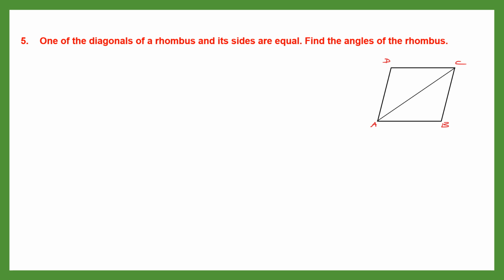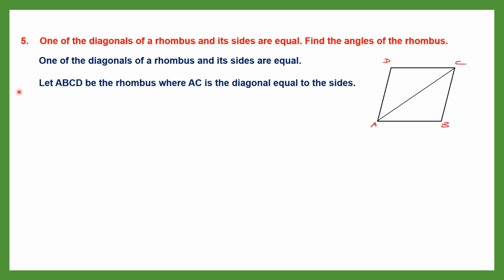Now we have to find the angles of the rhombus. That is, we have to find angle A, this will be one angle, this will be the other angle, this will be the third angle, and this will be the fourth angle. So we have to find all four angles of the rhombus. So let's begin by saying what is given to us: one of the diagonals of a rhombus and its sides are equal. Then let ABCD be the rhombus where AC is the diagonal equal to its sides.